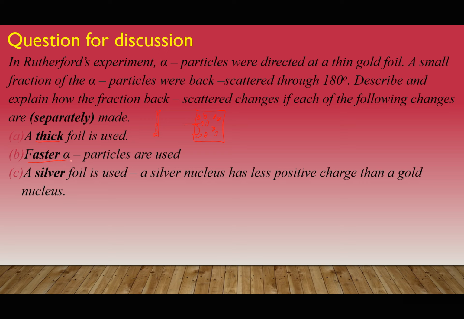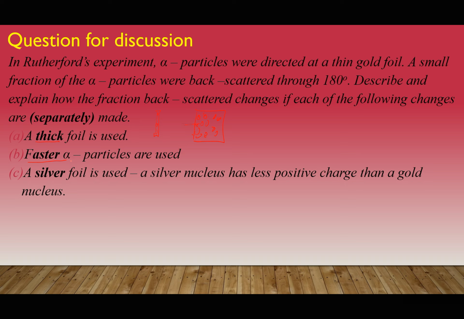Then if we use faster alpha particles, of course faster means speed, which also means momentum, and maybe kinetic energy. You can try this with the two like poles of a magnet. If you give them a high speed to move towards each other, they may even touch before they repel, because the kinetic energy is high enough to overcome the force of repulsion. So if we use faster alpha particles, then fewer alpha particles will be backscattered. The reason? Because they will have greater inertia.